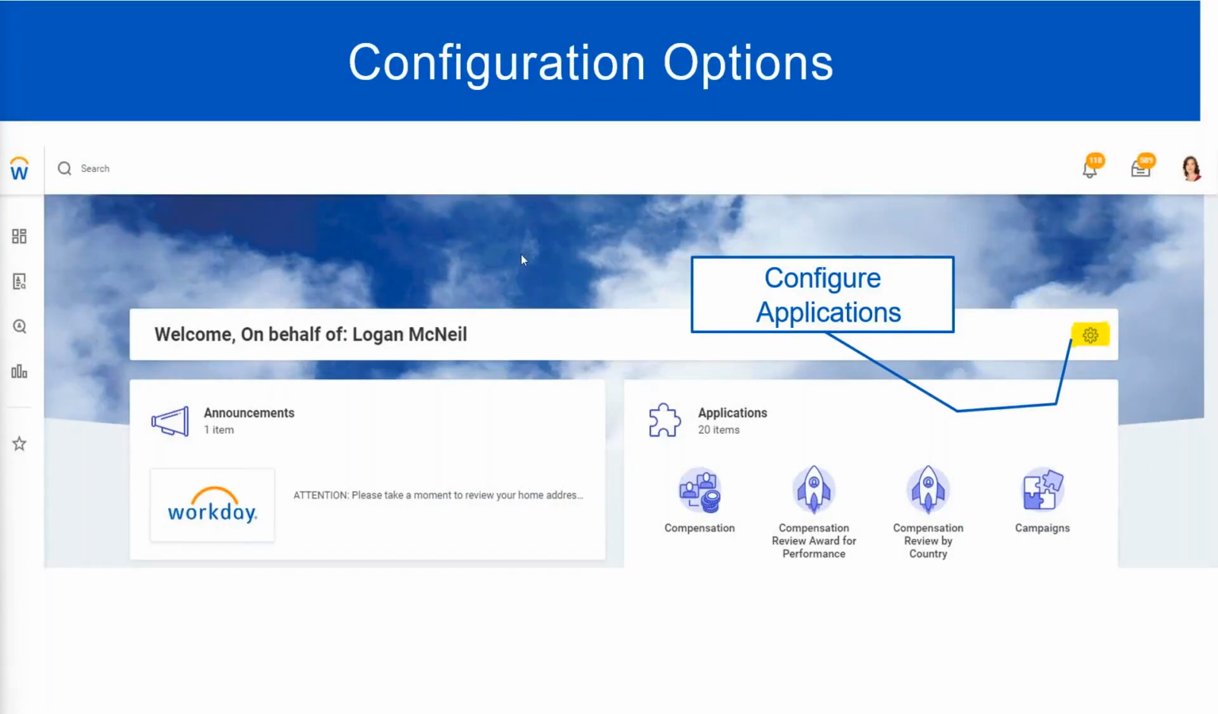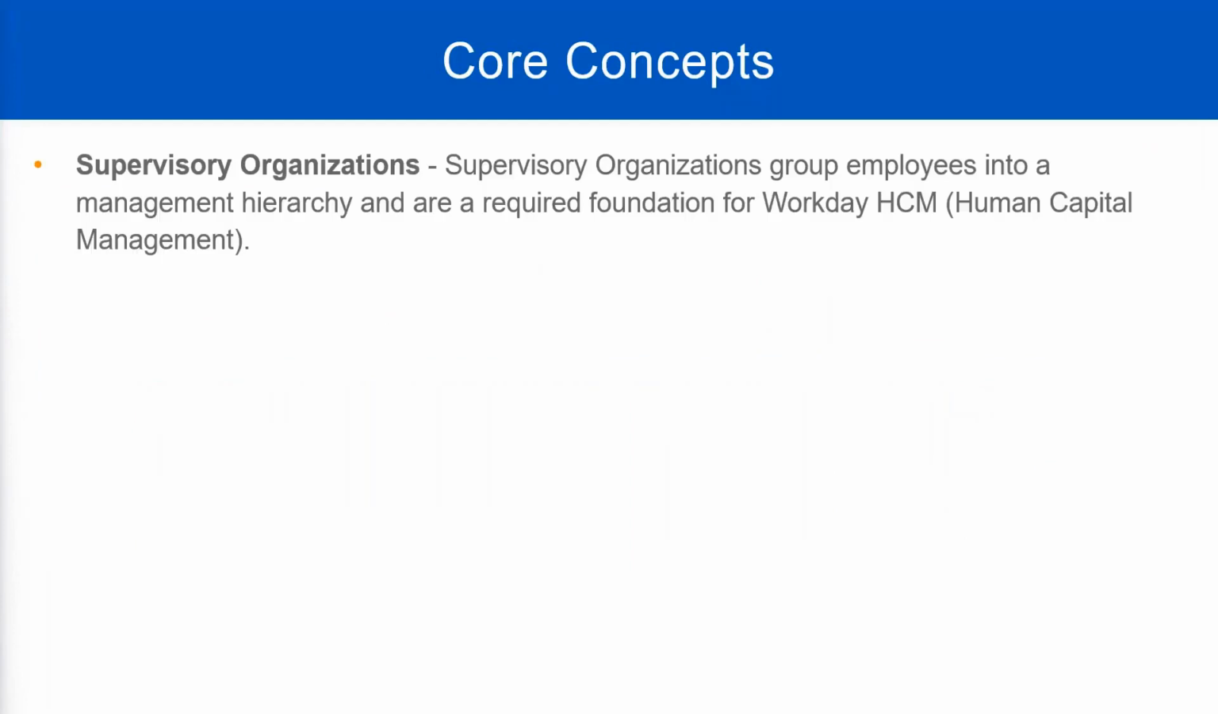This was the basics of navigation, and then we also talked a little bit about the 6 core concepts that we have in Workday HCM. We started with supervisory organizations, where we group the employees into a management hierarchy, a who-reports-to-whom kind of structure. And this is a required foundation for Workday HCM. This is the core. This is the base on which Workday HCM is built, supervisory organizations. We will talk about that in detail in tomorrow's session.